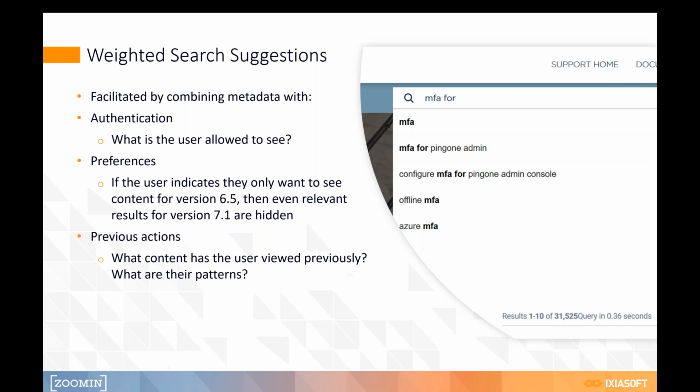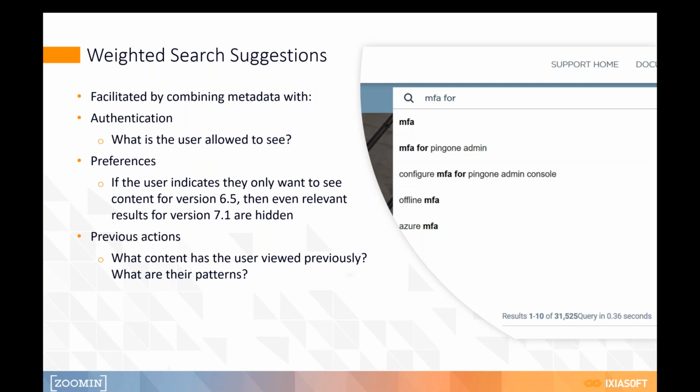Then there's also preferences. Preferences would be things you opt into. This is similar to the progress site that we showed earlier that doesn't actually have a login. They were able to opt in by self-selecting their role. That's kind of a preference. But you can have a very specific preferences page where people can choose what they want to see first, second, and third. If a user indicates that they only want to see content for version 6.5, then the relevant results for version 7.1 can be hidden, so they're not going to show up in this weighted search. Or you might have it show up, but much lower.